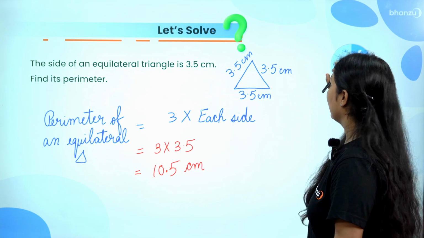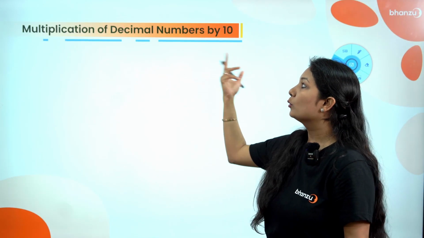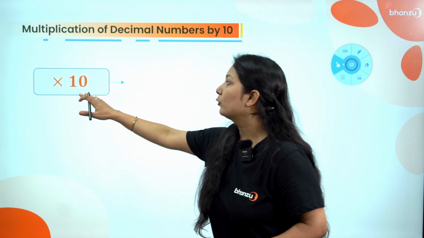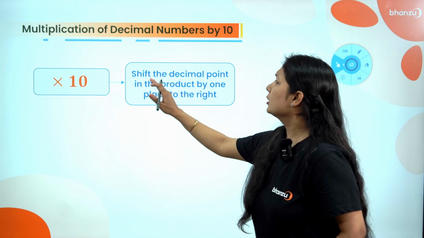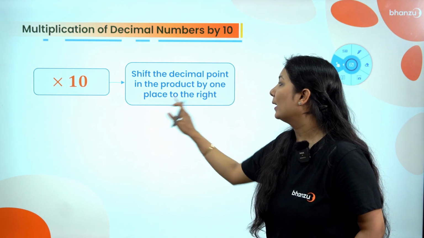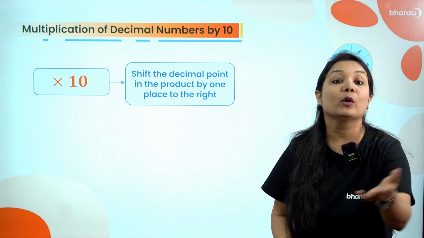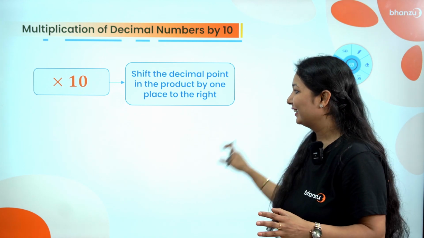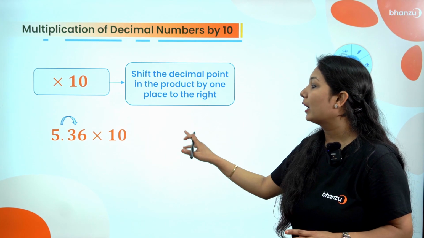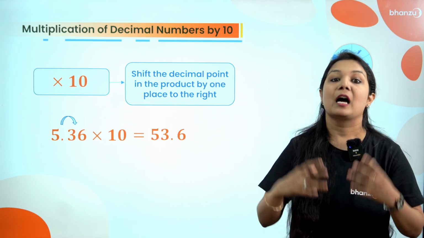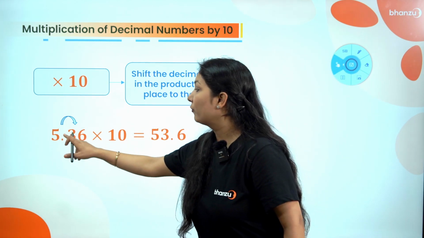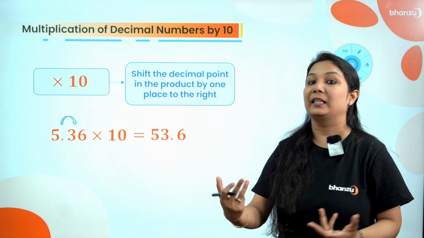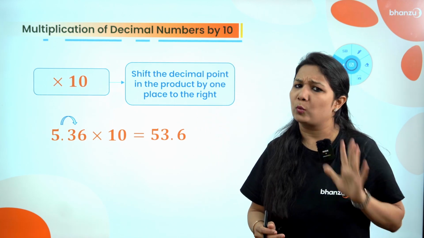Now let's move ahead and see a concept where we are going to multiply decimal numbers by 10. So what happens in that case, if you have to multiply a decimal number by 10, just shift the decimal point in the product by one place to the right. That's it. And you are done with the answer. Let's have a look at it. I hope everybody is getting it, right? So 5.36 into 10 would actually give me 53.6. How do we come to know that? Just shifting the decimal towards right once. Why? Because we are multiplying it by 10 and 10 has just 1 zero.